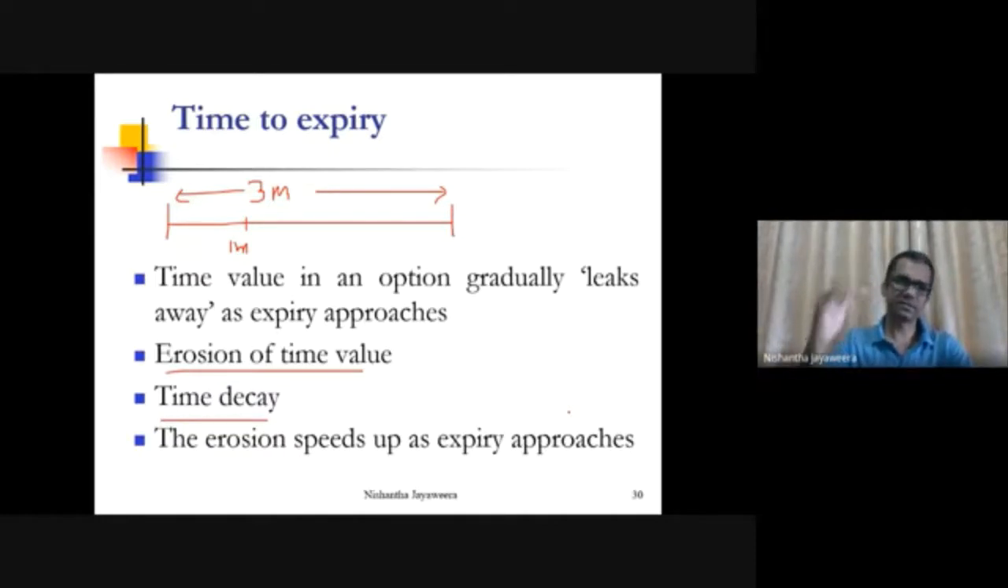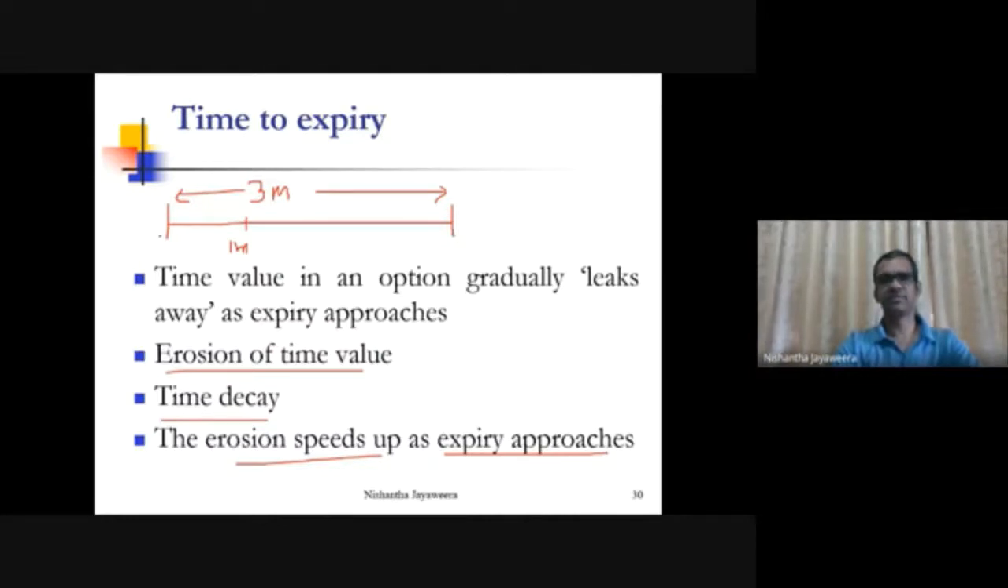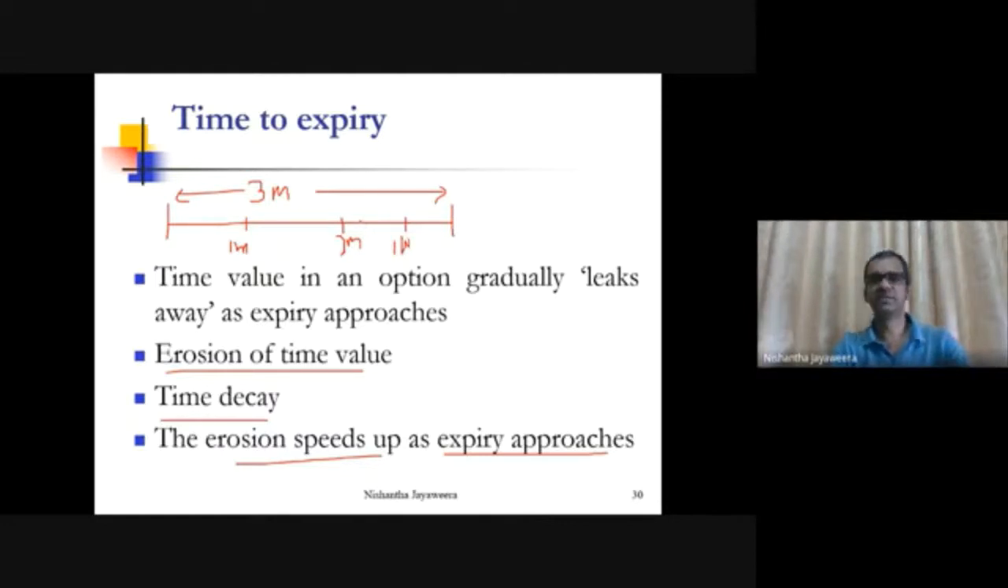Therefore, basically, the value of the option decreases. The speed of erosion increases when it gets very close to the expiry. During the first month, maybe it gradually decreases, maybe up to 2 months, but within this last month period, it may decrease in a rapid manner, but again very close to the maturity, it decreases drastically.